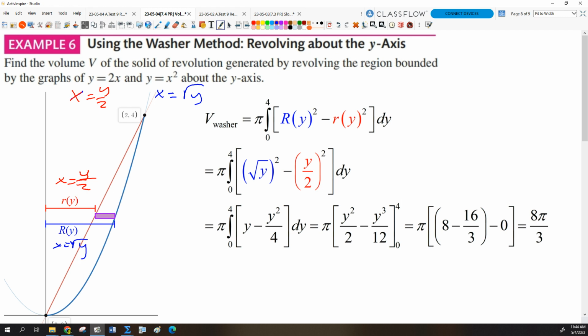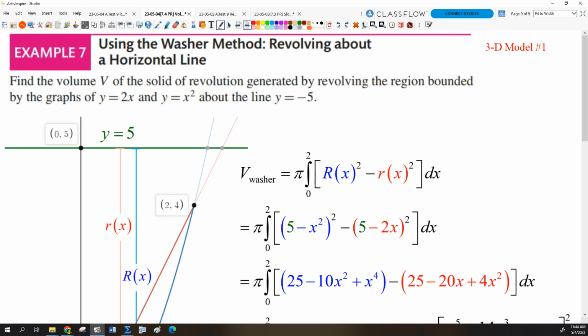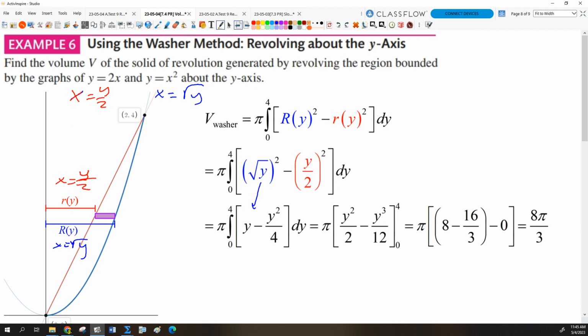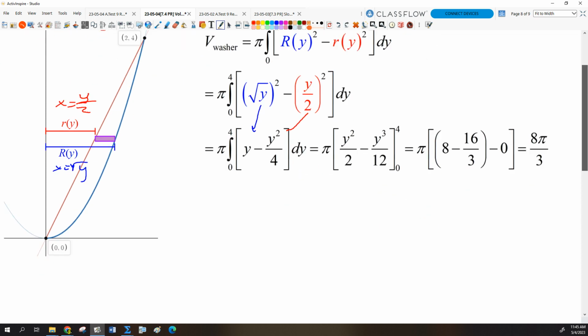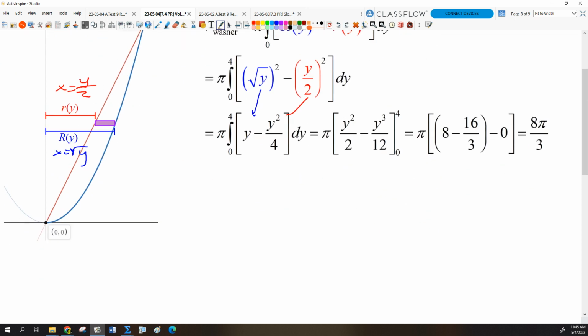Okay, so then what do we get? So integral pi times the integral of the outer radius, which is the square root of y squared, minus the inner radius of the washer, which is y over 2 quantity squared, dy. So that becomes a y. This becomes y squared over 4, right? And I'm just doing that integral of the quantity y minus y squared over 4 dy, pi out front, from 0 to 4.